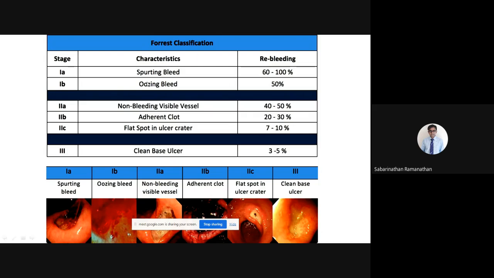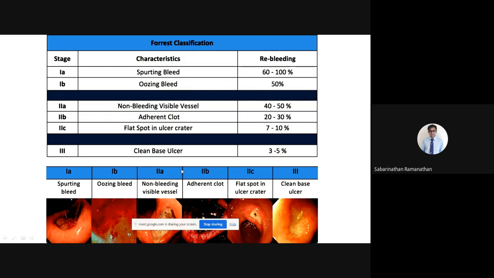Class 1A means a spurting bleed. This has a high risk of rebleeding, 60 to 100%. Class 1B is oozing blood, 50%. Class 2A is a non-bleeding visible vessel. 2B is an adherent clot. 2C is a flat spot, and the third one, class 3, is a clean-based ulcer. So as the class increases, the rebleeding rate reduces.